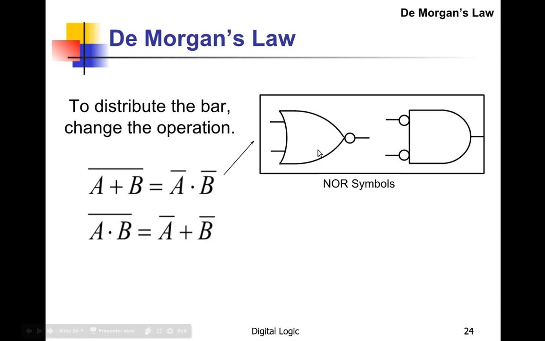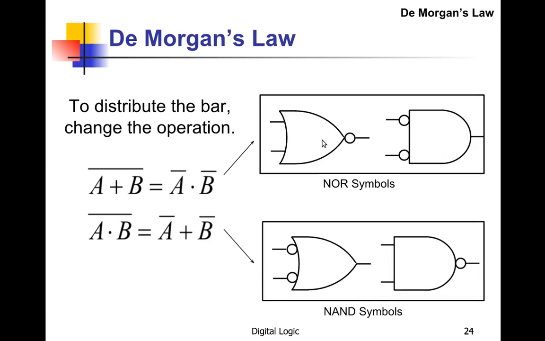Here's one way of looking at it. This is the top way. If we have A or B not, that's the NOR gate right here. A or B not, which is NOR. And that's the same as not A and not B, which is this gate right here. So those two gates are the same. Generally you see them written this way or diagrammed that way.